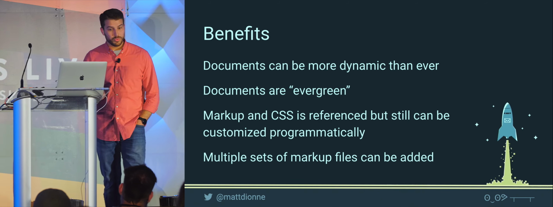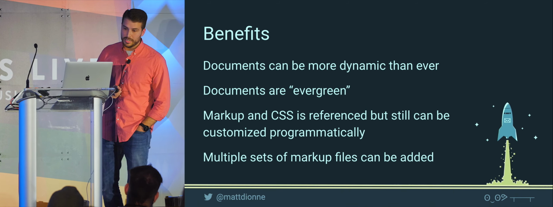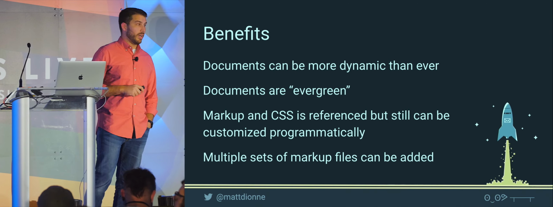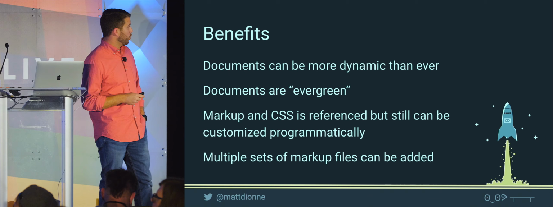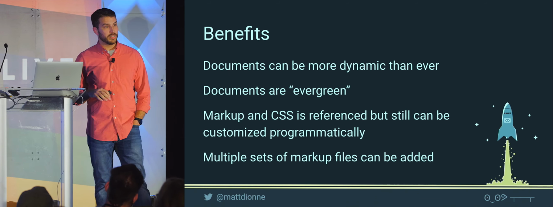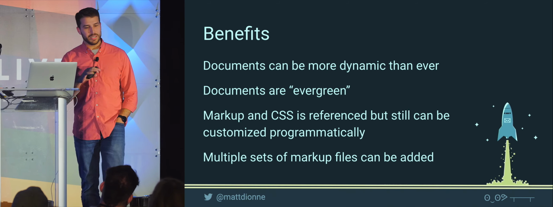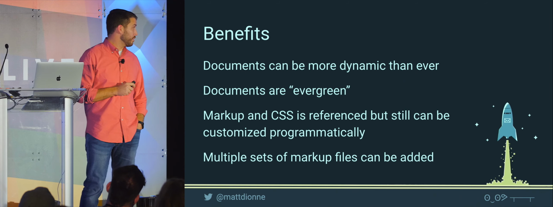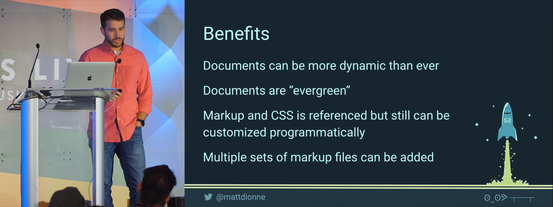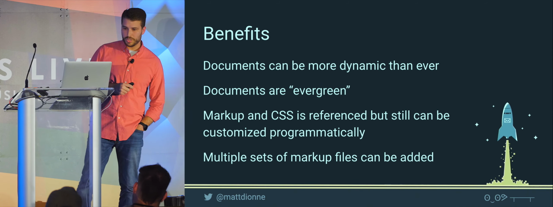The CSS is referenced, but it also can be customized programmatically. So this is a difference between a snippet or a partial that we had been using before, where a partial was something that you can reference, but then you couldn't manipulate it once it was pulled in. With these, you can reference them and then override the things that you need to about it. And then again, the multiple sets of markup can be added for doing different types of structures and things like that.